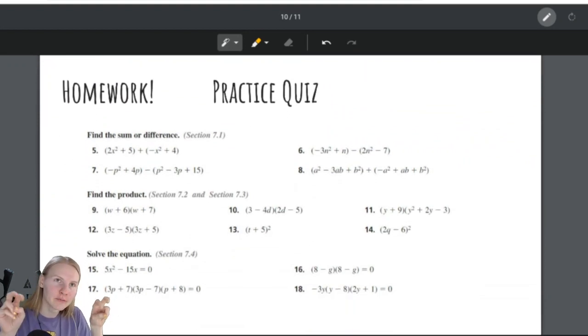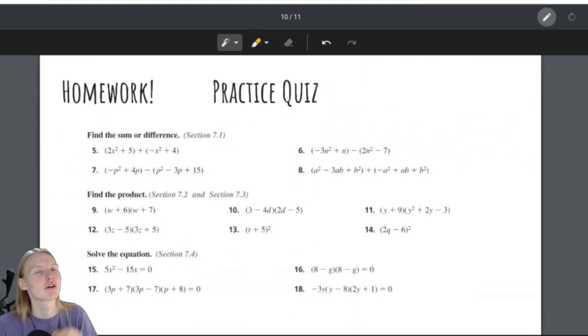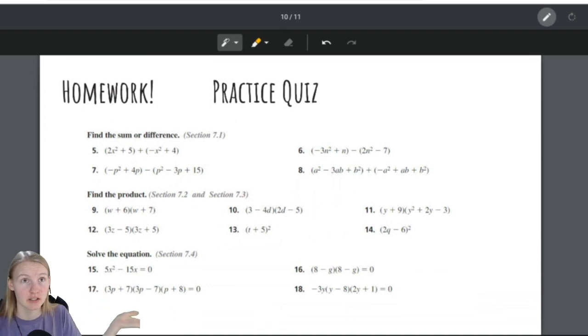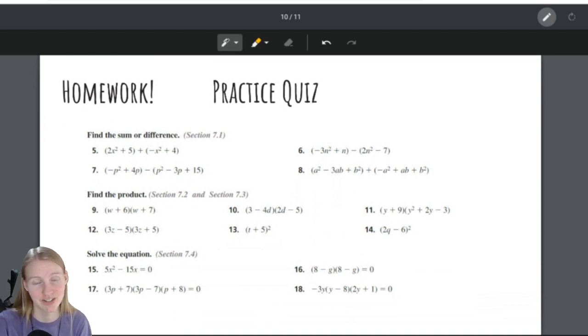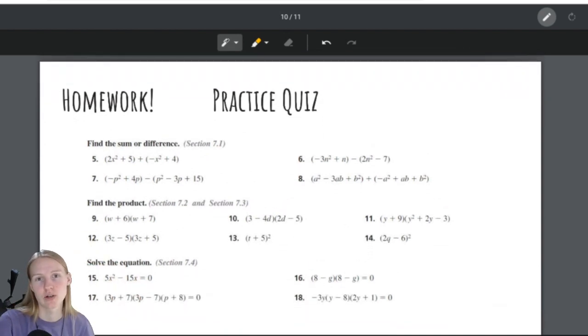Your homework, of course, none of this is required. I can't require anything of you during this time. But your homework is this practice quiz. Find the sum or difference, find the product, solve the equation. And this covers everything we have done from 7.1, 7.2, 7.3, and 7.4. So this is exhaustive. This practice quiz right here is everything you could possibly need to know for your quiz. The examples listed in the previous slides are not exhaustive. So that's all you're doing for today, is doing this practice quiz, reviewing everything that we have done. Solutions, of course, will be posted just as usual.